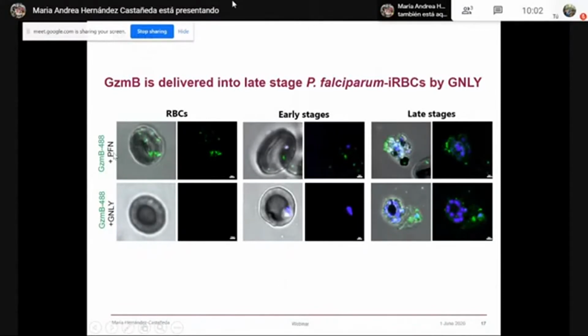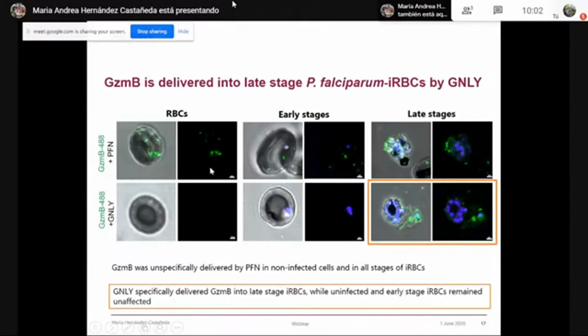So we treated either with perforin plus the green-labeled granzyme B, or with granulysin plus the green-labeled granzyme B. And we saw that in the case of perforin, it delivers the granzyme B in the red blood cells, so in the normal erythrocytes, not infected. In the early stages, you could also see green, and also in the later stages, but it's unspecifically delivered. In the case of granulysin, you see that we don't see any green in not infected, also not in early, but we see it mostly in the later stages.